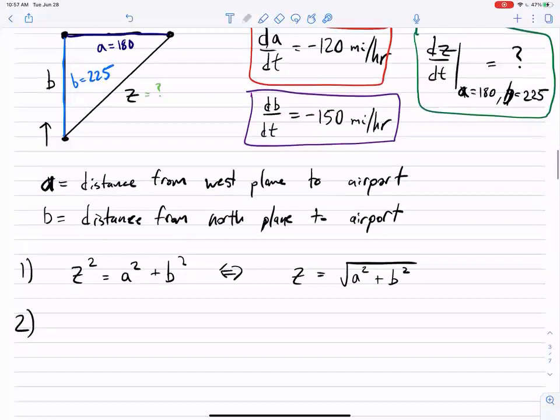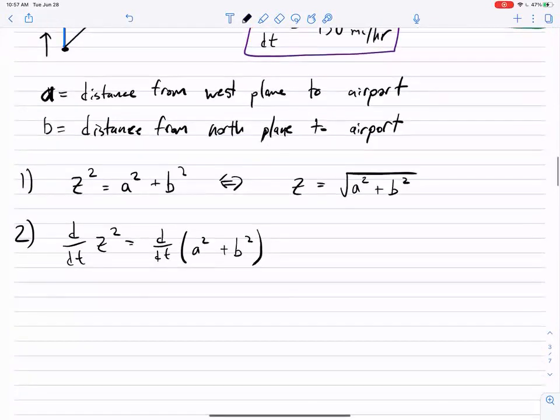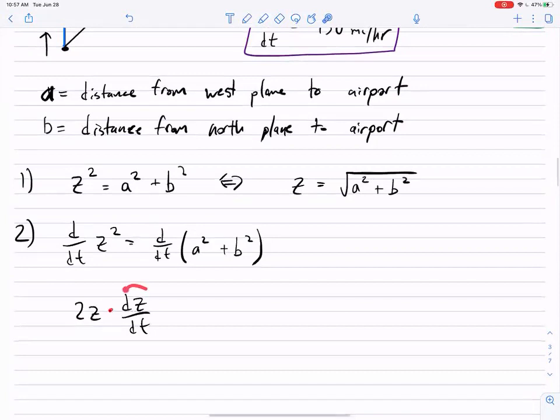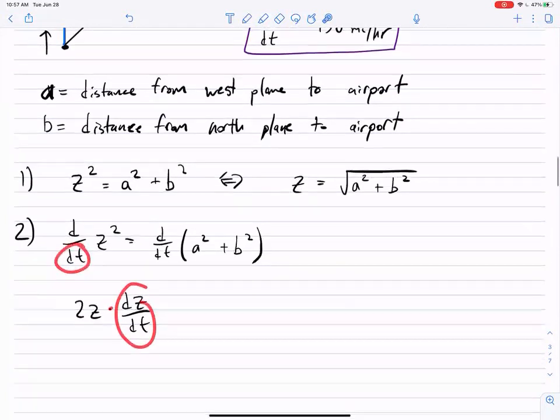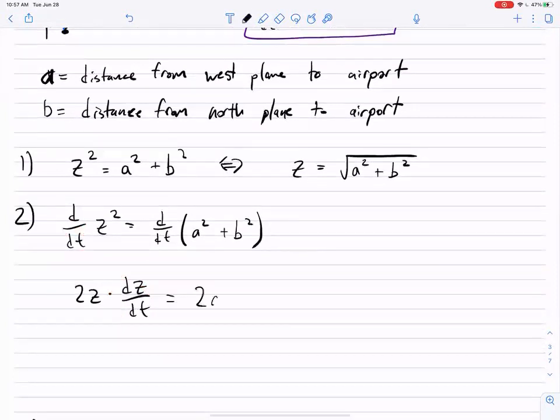And so now we want to take the derivative with respect to t of both sides. So d/dt of z squared equals d/dt of a squared plus b squared. And what will happen is we just do it using implicit differentiation. So the derivative of this is 2z times dz/dt. The 2z is the derivative with respect to z, and then you need to multiply by dz/dt because we're taking it with respect to t. So that is the chain rule and implicit differentiation. Then the right-hand side is very similar. It'll just be 2a times dA/dt plus 2b times dB/dt.